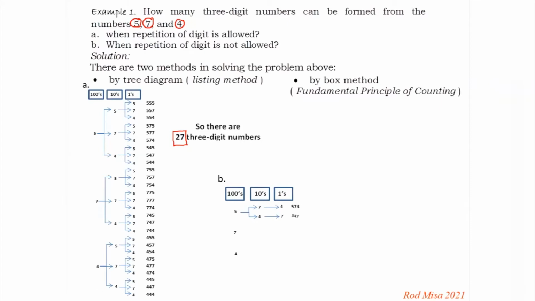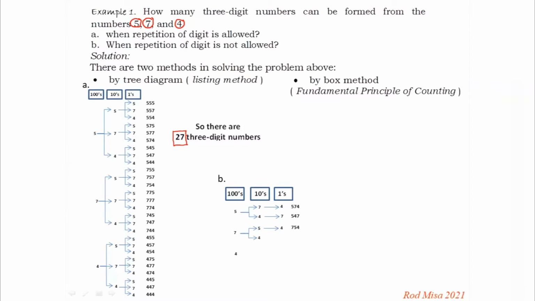So the number is 547. But if I place 7 in the hundreds place and 5 in the tens place, I have only one choice from the 3 numbers given in the problem, which is the number 4. So the number is 754.